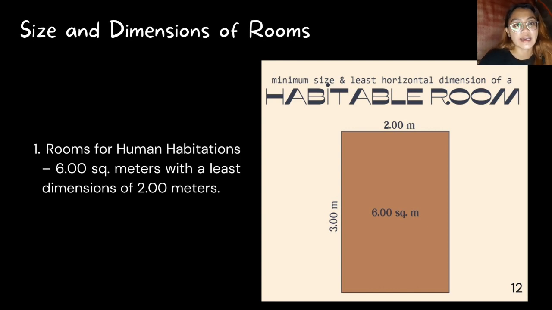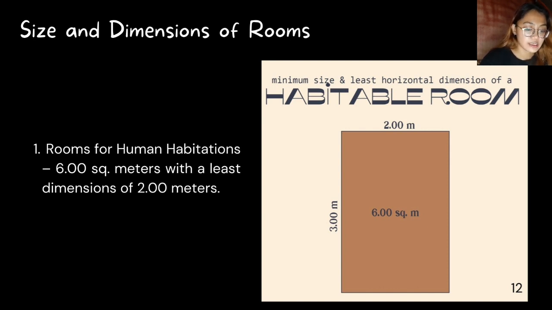With regard to the sizes and dimensions of a room, the minimum sizes of rooms and their least horizontal dimension shall be as follows. The first one is rooms for human habitation. This is the minimum size and least horizontal dimension of a habitable room. It should have 6 square meters with the least dimension of 2 meters.